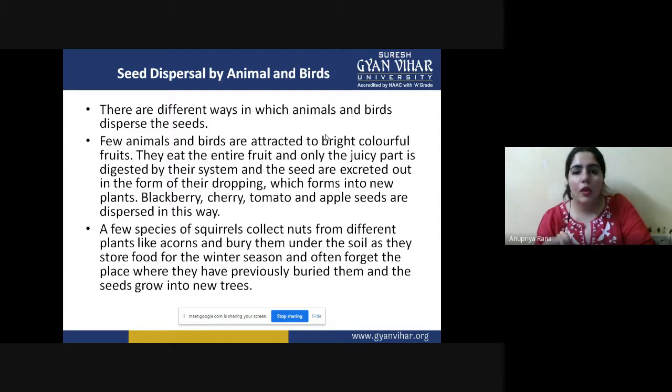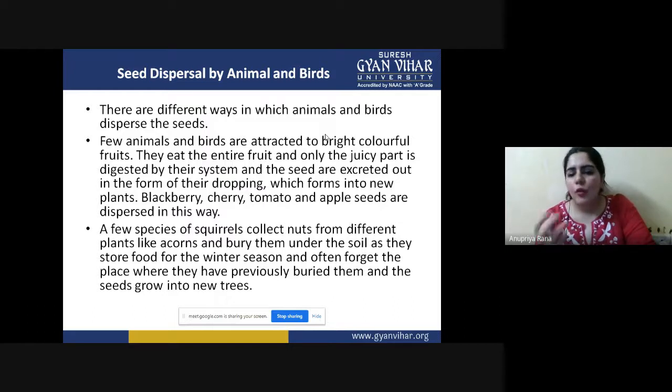The seed particle cannot be digested by their system, so they just poop it out, and wherever they excrete it, the new plant gets germinated. Some species, like the squirrel, collect nuts from different plants like acorn and bury them under the soil. They are literally doing the plant germination process.